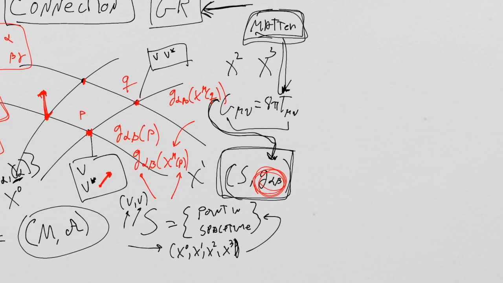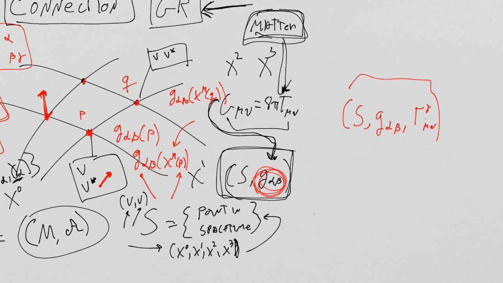So you can now argue that for a space-time, in order to do general relativity, I need a manifold, I need a metric, and I need a connection, right? I need three things.